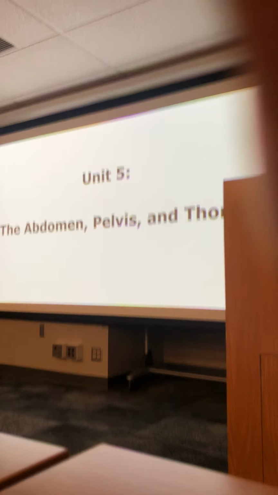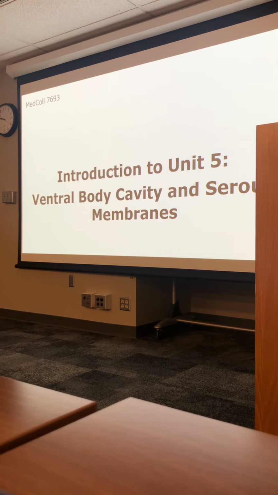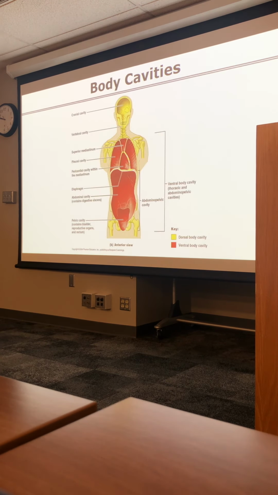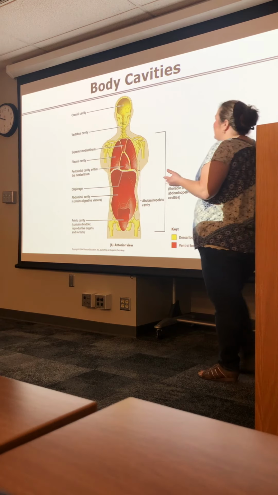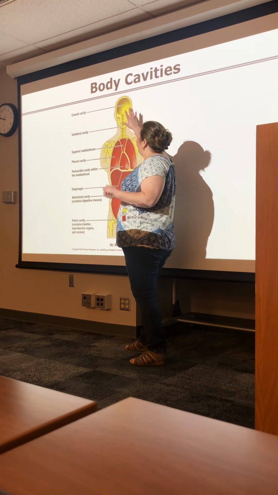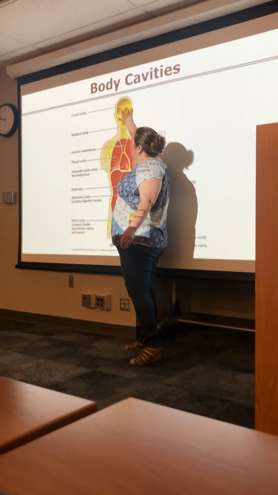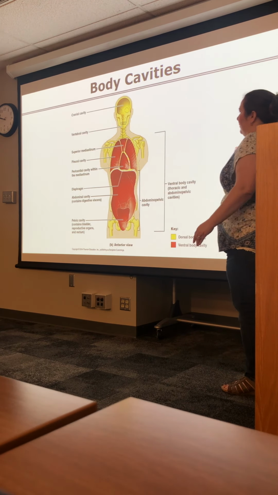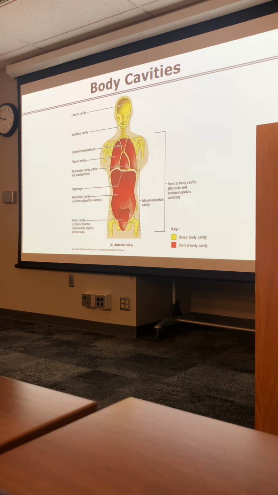So abdomen, pelvis, and thorax. This should sound somewhat familiar. This is to just talk about the ventral body cavity and the serous membranes associated with it. So everybody should remember, hopefully, this picture, and we had already talked about what's known sometimes in some textbooks as the dorsal body cavity, which contained the cranial cavity and the vertebral or spinal cavity. We talked about that in the last unit. We're going to go into what's now known in all textbooks as the ventral body cavity.